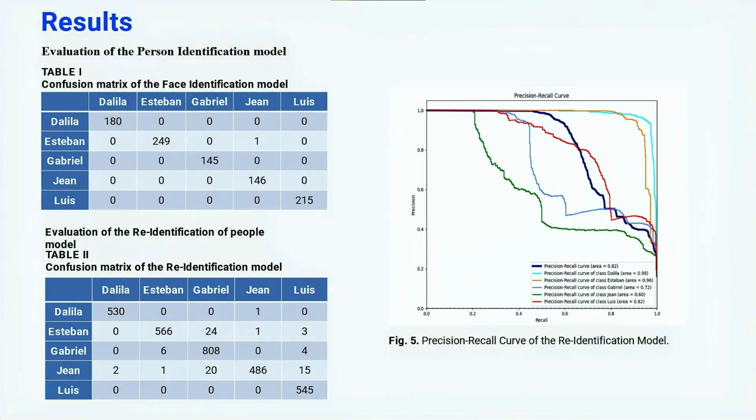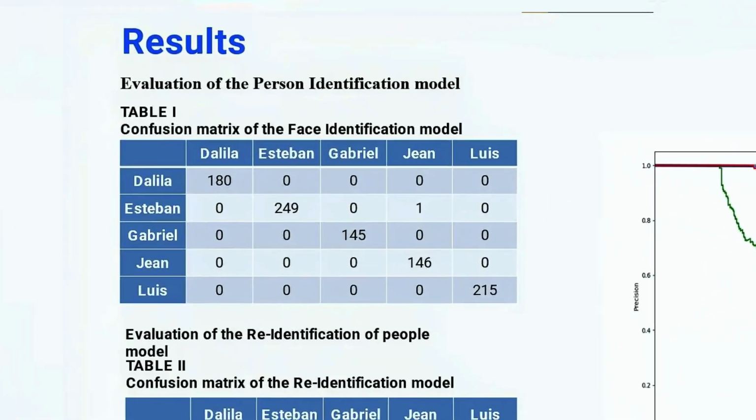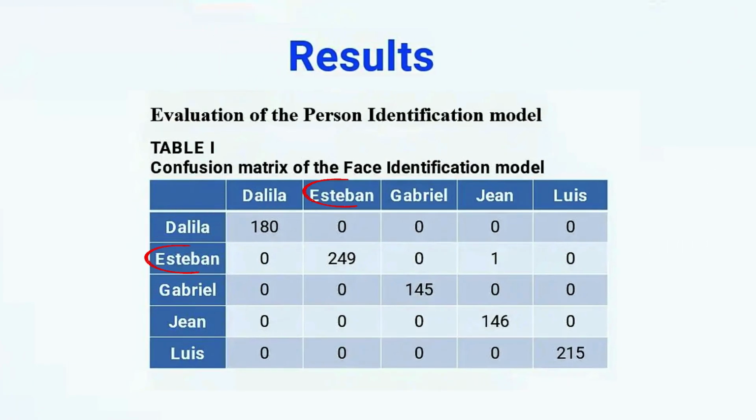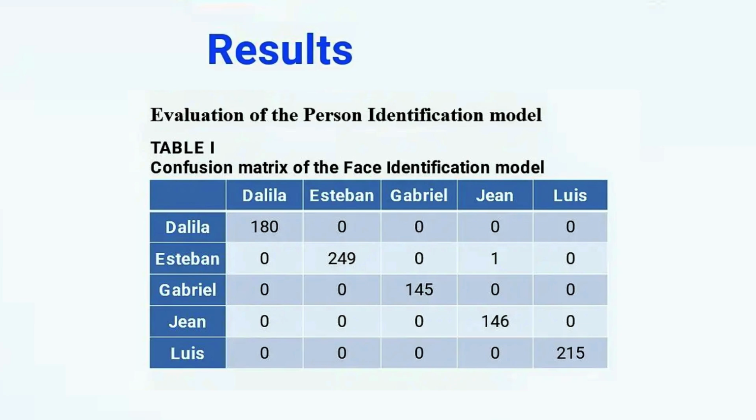For the evaluation of the facial identification model, a model with 5 classes, Dalila, Esteban, Gabriel, Jean, and Luis, was evaluated in a closed circuit of cameras with lighting variations. Two tests were performed. First, each person passed individually to measure performance in low concurrency. Then, all passed simultaneously to evaluate performance in a more complex environment. The results showed a high hit rate, even with lighting changes and multiple people in the scene, with minimal false positives and negatives. This demonstrates the robustness of the model for video surveillance applications, ensuring accuracy and sensitivity in facial identification.